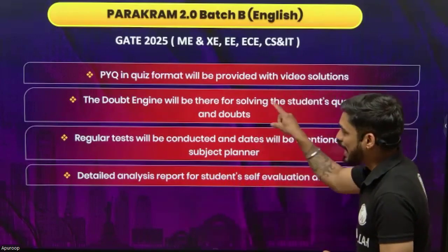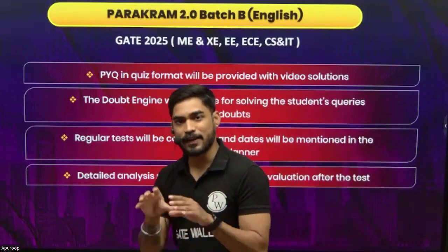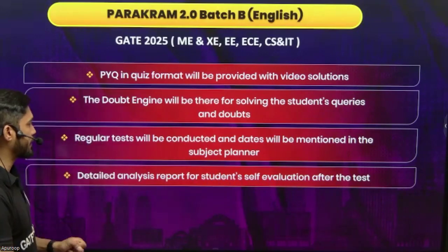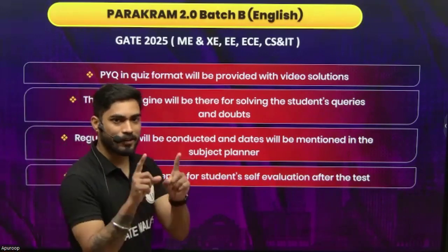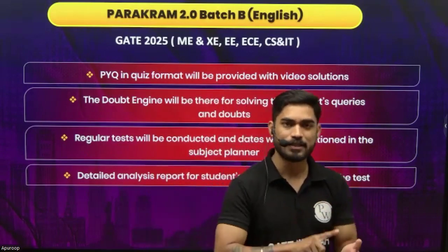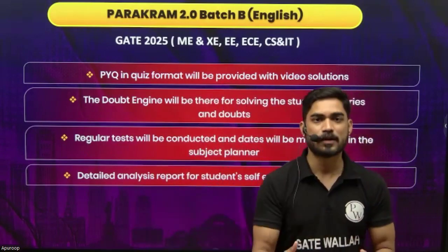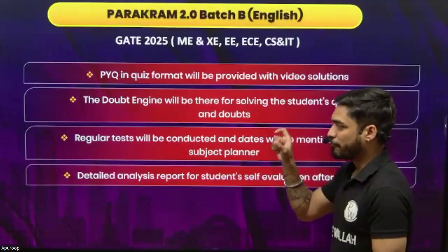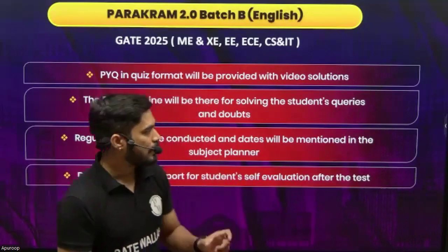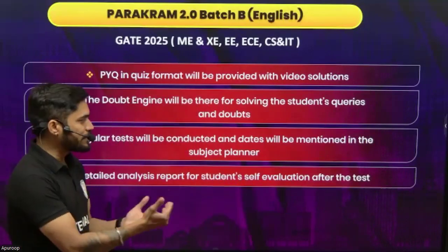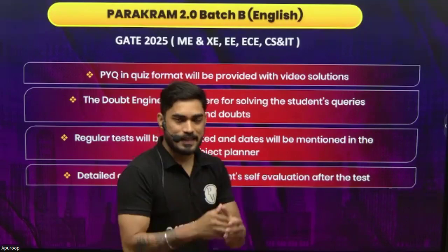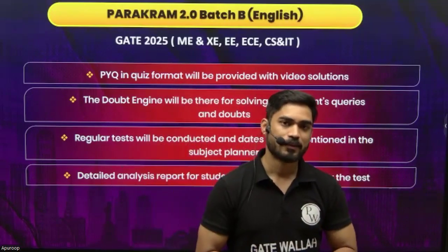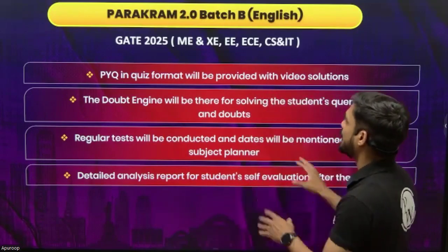Okay. You will have a 24/7 doubt engine where you can put up all your doubts and they will be resolved within 24 hours. Regular tests will be conducted on a weekly basis. Along with that, whenever a subject is completed, you will also get a full length test of that particular subject. And for that test, you will also get a complete report, so that you can self-evaluate exactly which topics are your weaknesses, and then you can work on those weak topics. So this is all about the batches.